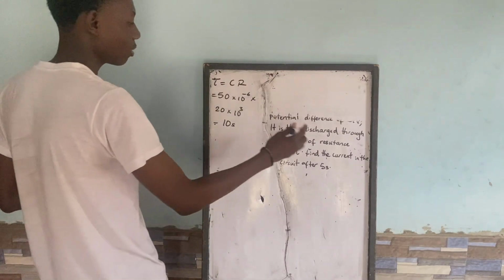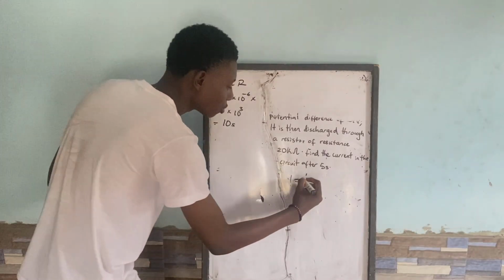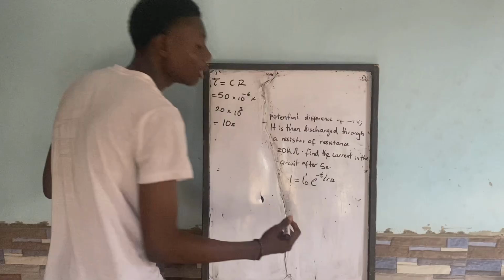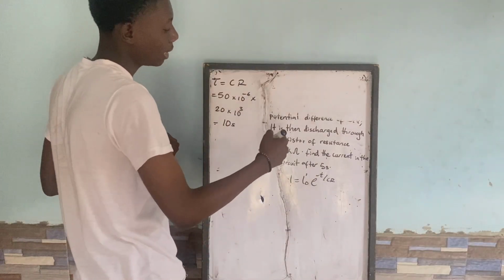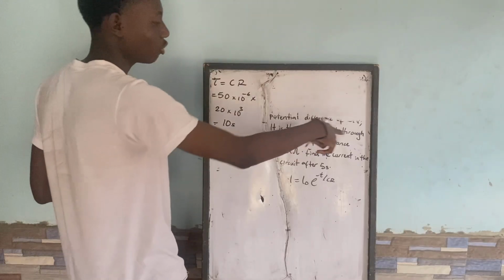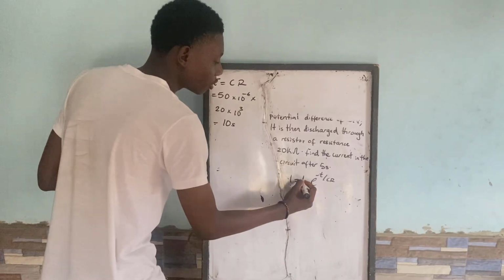So now that our tau is 10 seconds, we know the formula to use for the current is I is equal to I naught exponential minus T over CR. I told you already that in the case of your current, when it is discharged through the resistor, when your capacitor is discharged, your current will move in the opposite direction, so this is the minus.